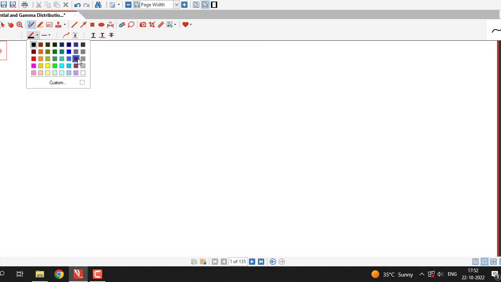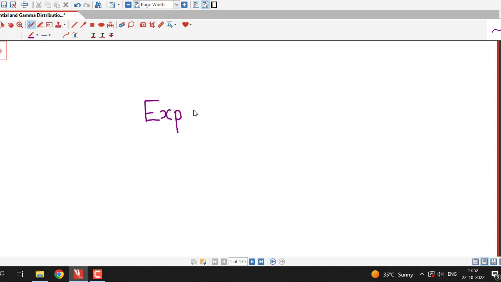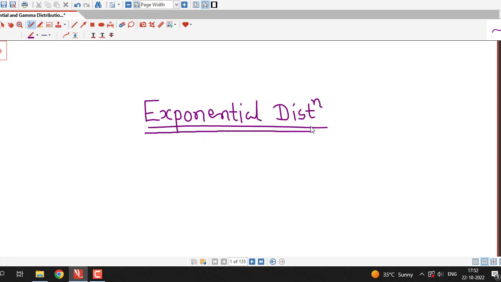Before defining gamma distribution, we just recall exponential distribution, which we discussed before this. We have uploaded 9 lectures on exponential distribution in the playlist of the probability and statistics subject. So we just recall what exponential distribution is and what the PDF of exponential distribution is. We know that exponential distribution is used to model the waiting time until some event occurs.